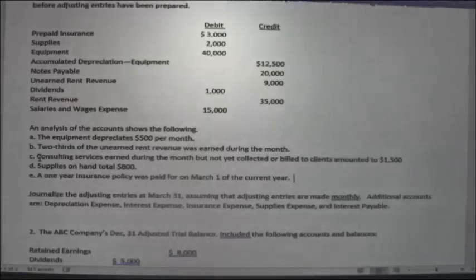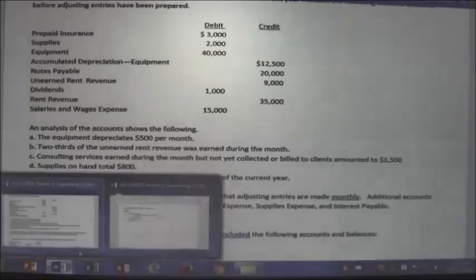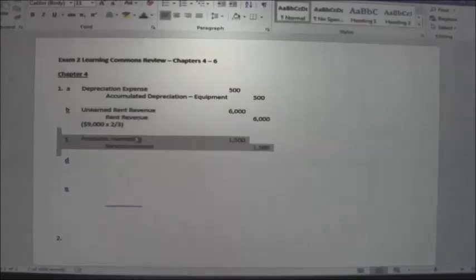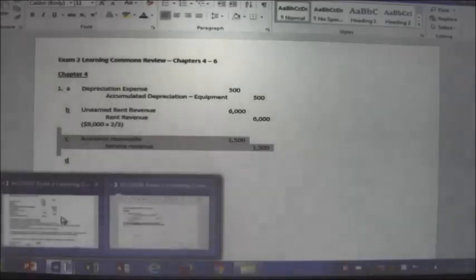C. Consulting services earned during the month but not yet collected or billed to clients amounted to $1,500. The not yet collected or billed is a hint that this is an accrual. Okay, we have not billed them, we have not collected it. So we did not touch the cash related to it. So in that case, it's recognizing revenue. It's an accrual. It's going to be just like the journal entry. Accounts receivable is a debit. Service revenue is a credit for the same amount of $1,500. Okay?